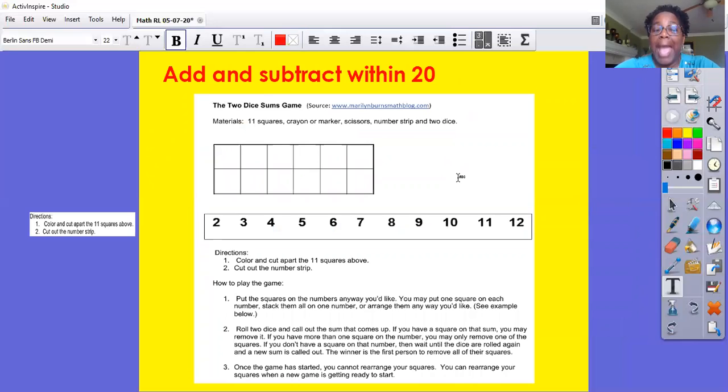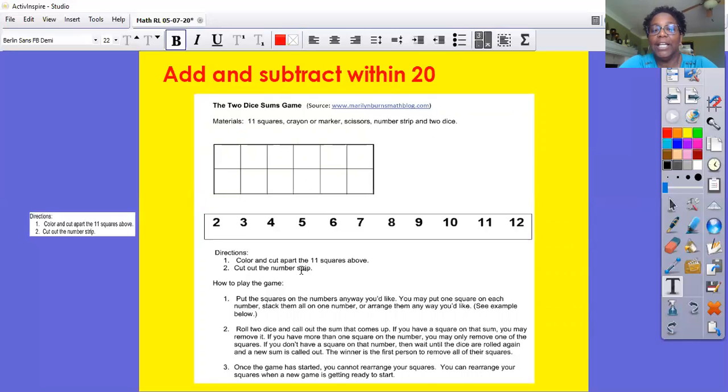Now we're going to add and subtract within 20. We have another game that we're going to play this week. And it's called the 2 dice sums game. The materials you'll need are 11 squares, crayon or marker, scissors, number strip, and 2 dice. Here are the squares.